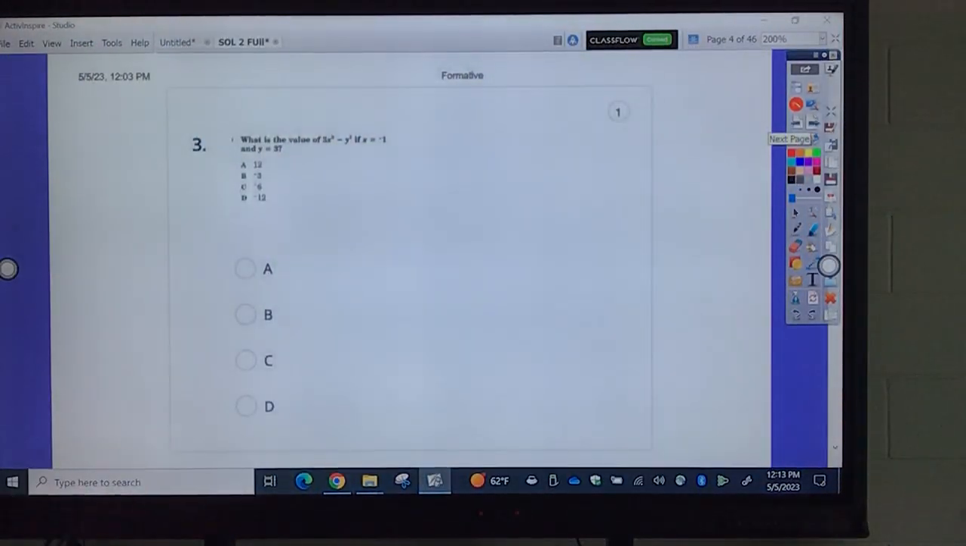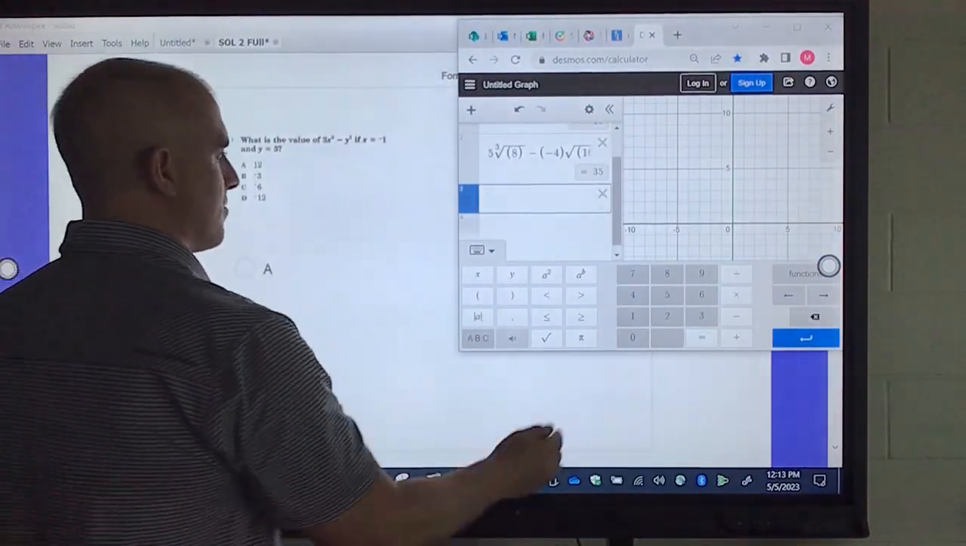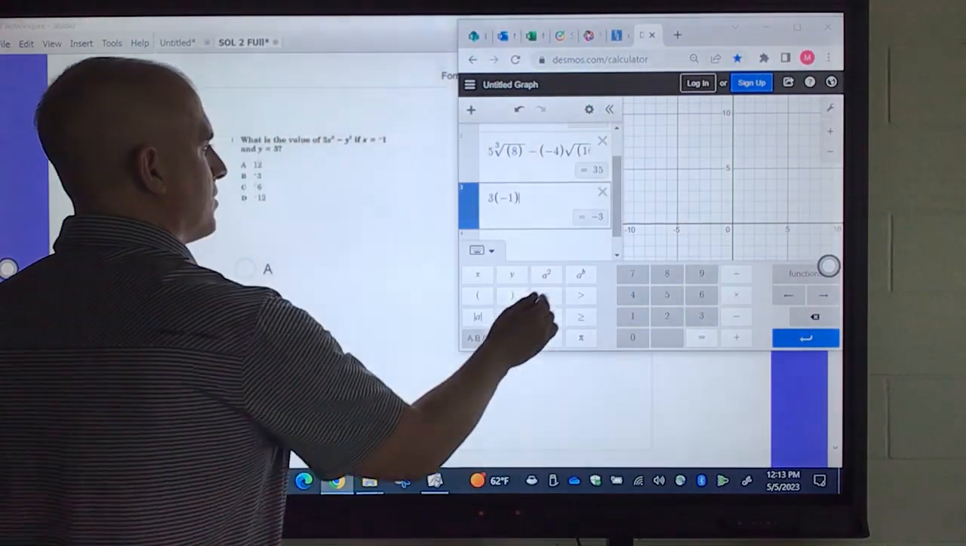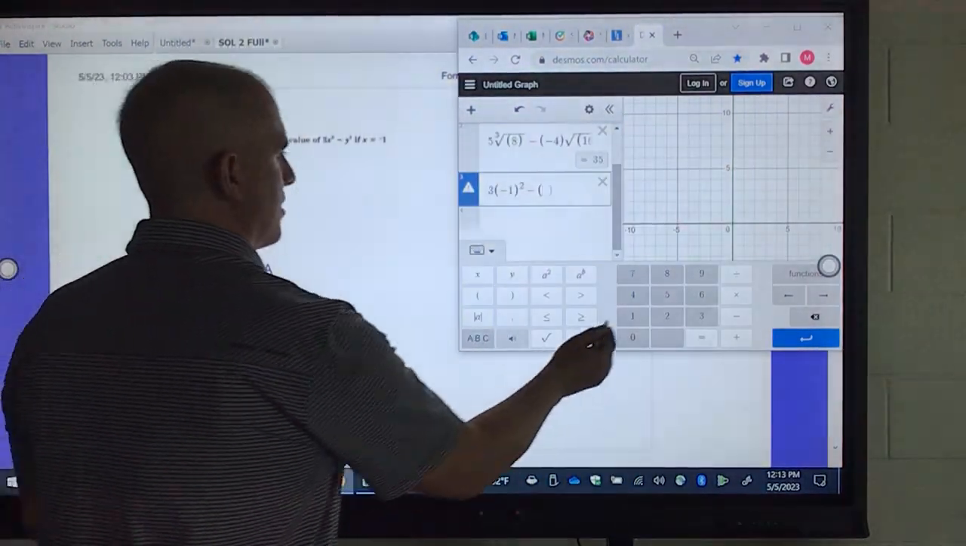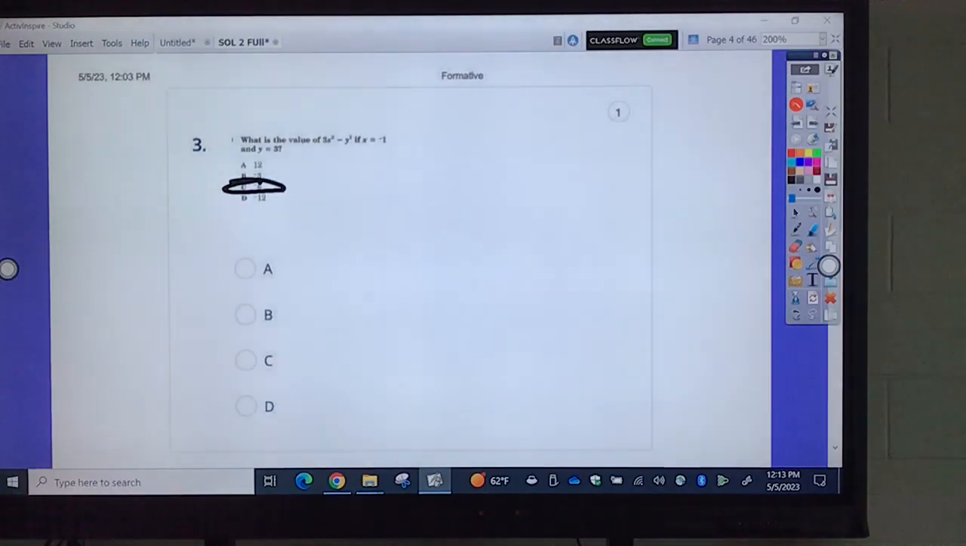Same thing. I want to put these in here. That's going to be 3, a parenthesis, negative 1, close the parentheses, square it, minus parentheses, 3 for y, square it. I get negative 6, which would be C.